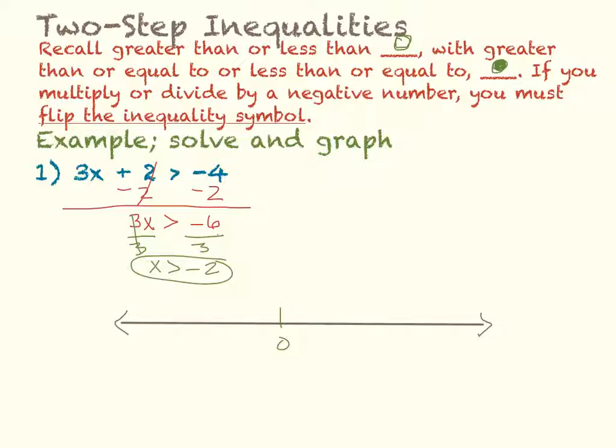So 0, and negative 2 is right here, and it is an open circle because it is not an or equal to, and x is greater than that. So I'm going to shade greater than negative 2. So there's my graph.